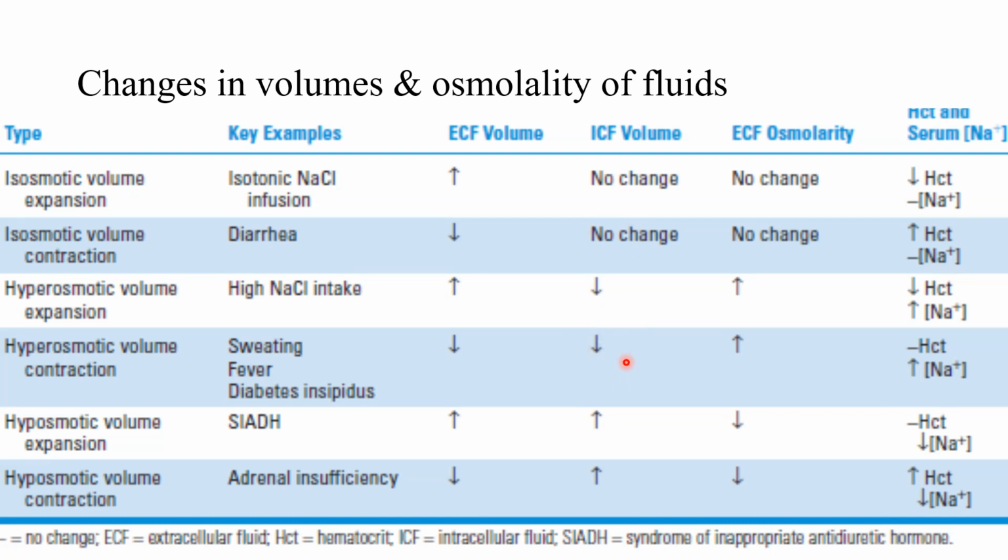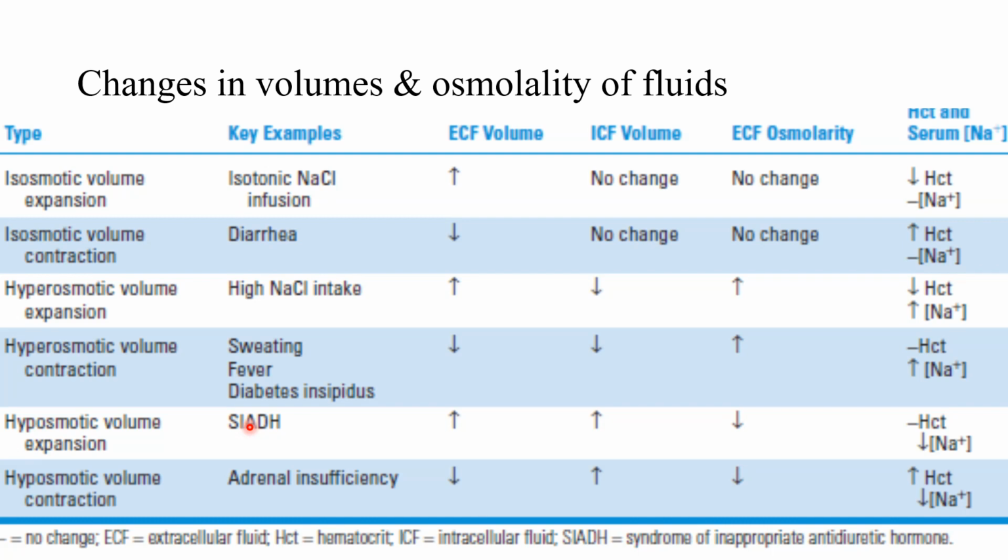Intracellular fluid volume will also decrease because of sweating. What happens? It is losing more salt also, right? Fever, diabetes insipidus, so that will decrease the volume. Extracellular fluid osmolarity will increase. Hematocrit remains the same. Hypoosmotic volume expansion, that is syndrome of inappropriate secretion of ADH, just opposite to diabetes insipidus.